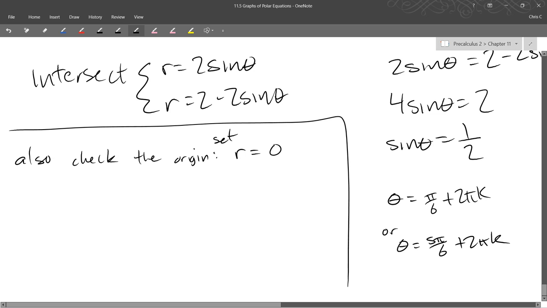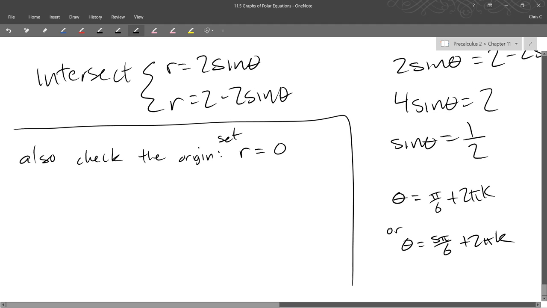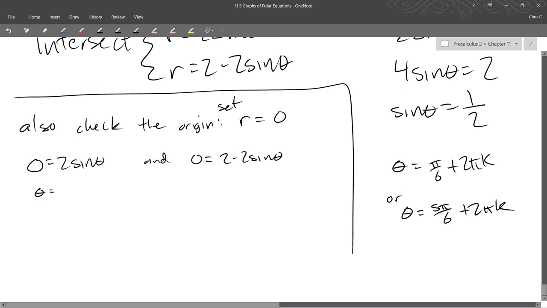So we're setting intentionally r equals 0. Kind of feels like we're doing an x or y axis intercept a little bit because we're intentionally setting a coordinate to be 0. Except in this case, r equals 0 corresponds to the origin. We're setting it in both. So 0 equals 2 sine theta, and 0 equals 2 minus 2 sine theta. So the first one, you can divide by 2. So sine of what equals 0?